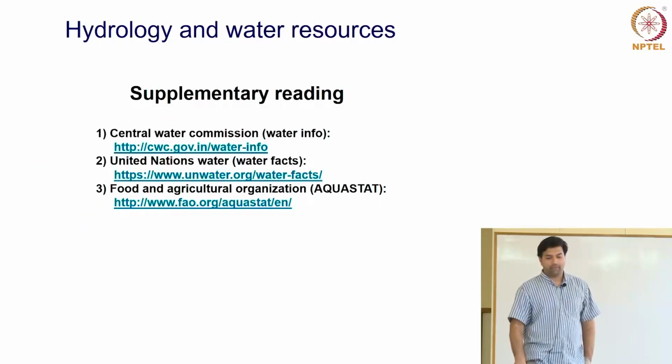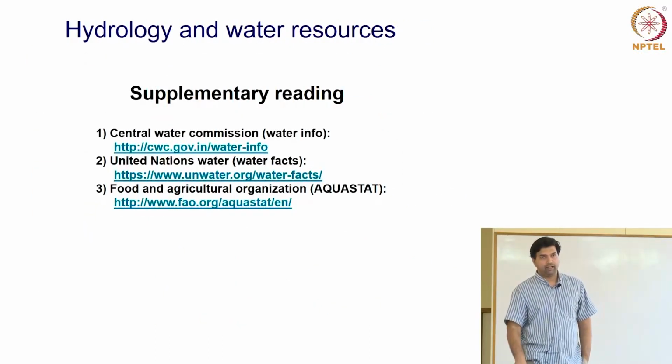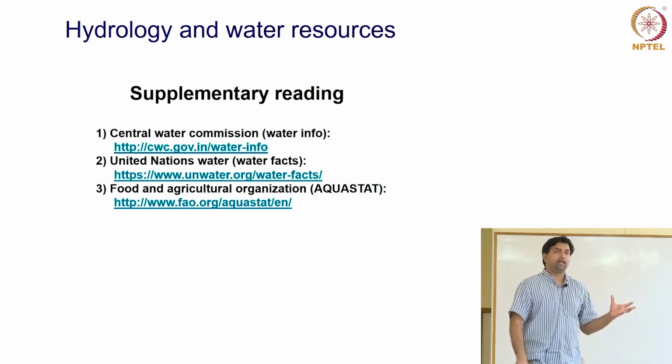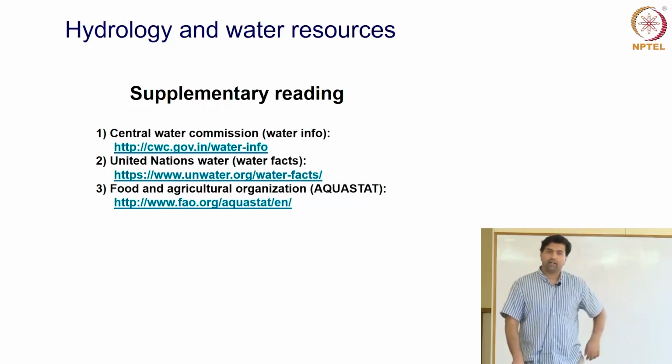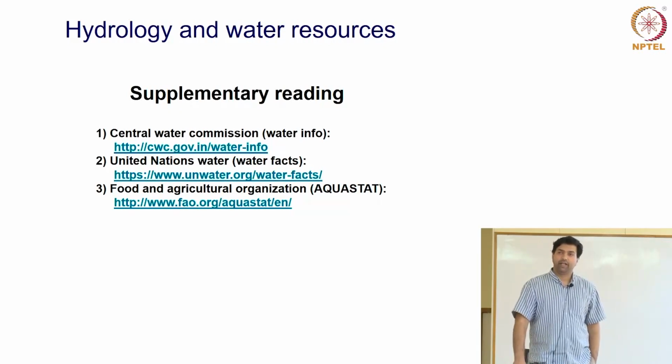Okay. So I will stop here with some supplementary reading. India has the Central Water Commission. They have quite a bit of information on water resources in India. There is also a very useful website from the United Nations, UN Water Facts. They have quite a bit of information at a much larger scale, such as what kind of water is used for agriculture, irrigation and runoff and things like that. And then there is also FAO, the Food and Agriculture Organization, which has some useful information.